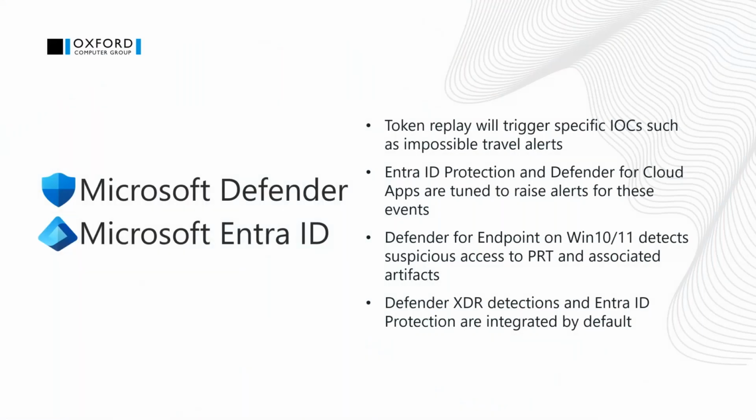I mentioned before that token theft is difficult to detect at certain times, but there are certain indicators of compromise, or IOCs, that will be triggered, such as impossible travel alerts. So within Entra ID, just looking at the sign-in logs can be enough. Of course, in an environment that has a lot of high volume, it could be difficult. There are ways to filter that and look through sign-in logs.